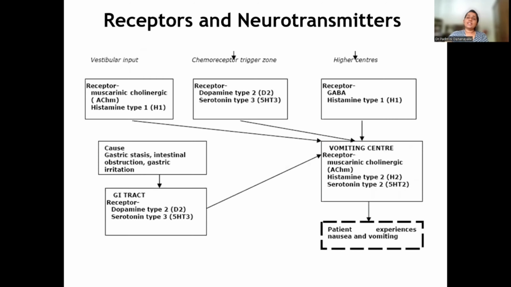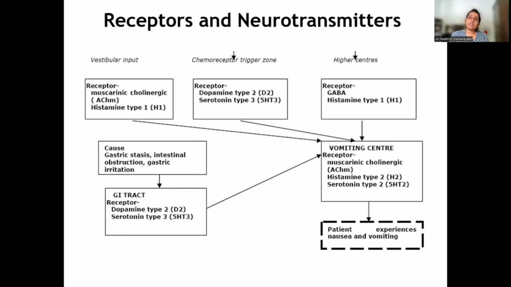Right. So when you are learning about the vomiting process, you have to have an idea of the receptors and neurotransmitters involved in the vomiting process. Looking at this slide, you can see in the chemoreceptor trigger zone there are different types of receptors related to the higher centers. For the higher cortical centers, you have GABA as the major neurotransmitter, and histamine type 1. Those receptors are different. And when you are talking about motion sickness or the vestibular apparatus, you have histamine type 1, the H1 receptor, and acetylcholine muscarinic receptors.